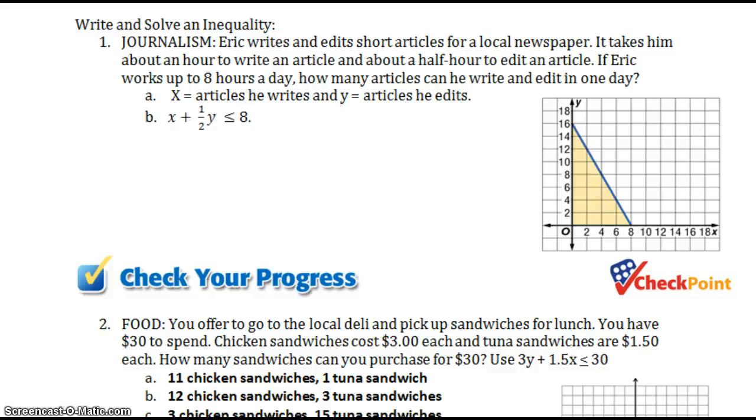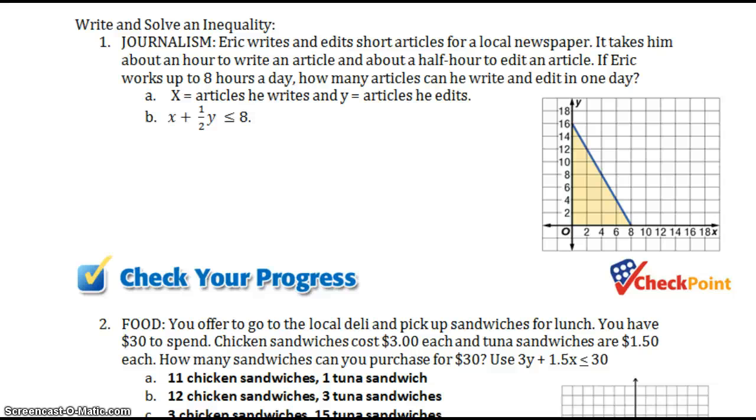All right, sometimes we're going to have inequalities given to us in word problems, so let's look at this first one. Journalism. Eric writes and edits short articles for a local newspaper. It takes him about an hour to write an article and about half an hour to edit an article. If Eric works up to 8 hours a day, how many articles can he write and edit in one day?